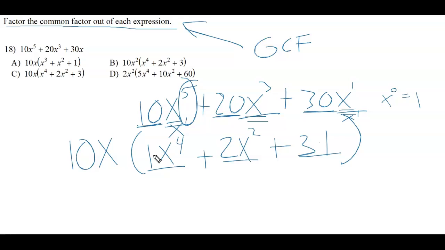And so there's your final answer. We have 10x times x to the fourth plus 2x squared plus 3. Which one looks like it's option C? So that's how you take out a GCF.